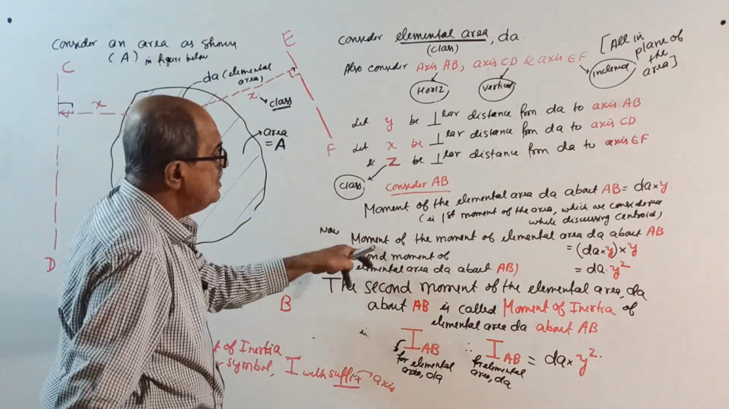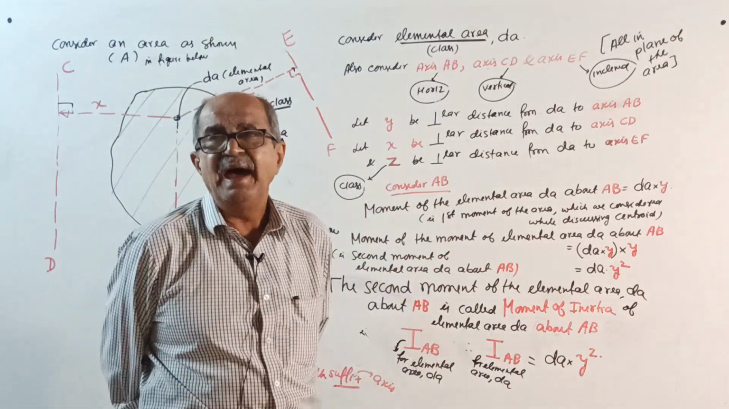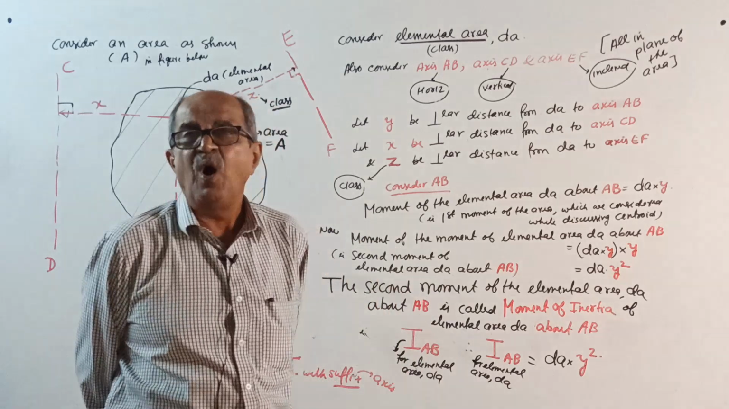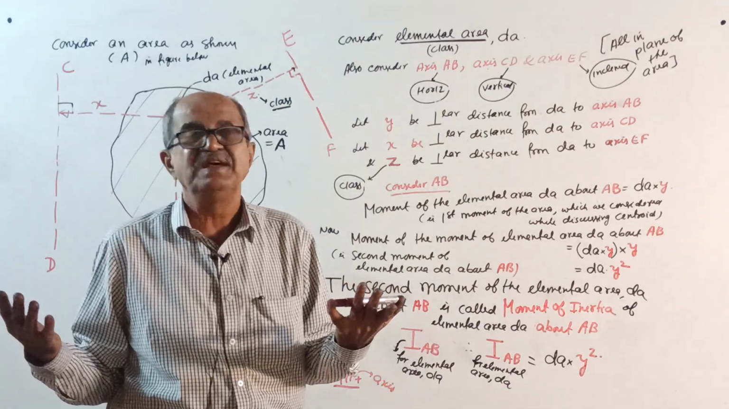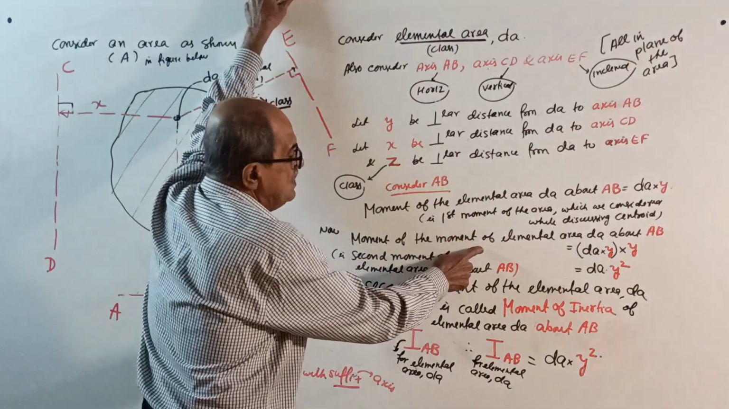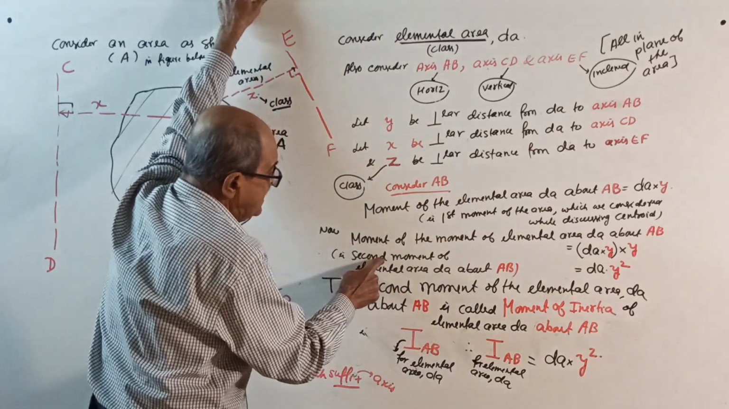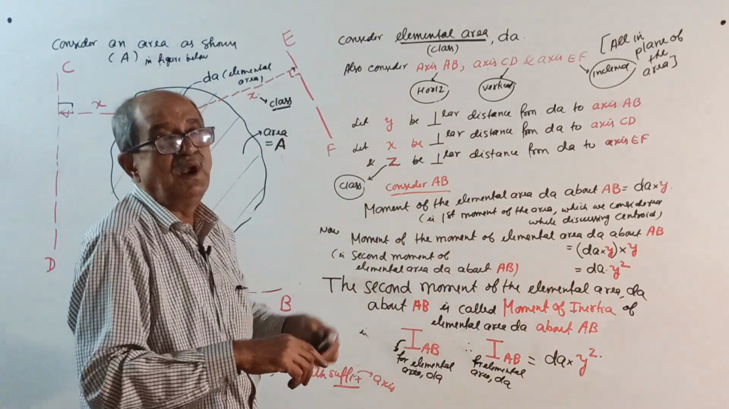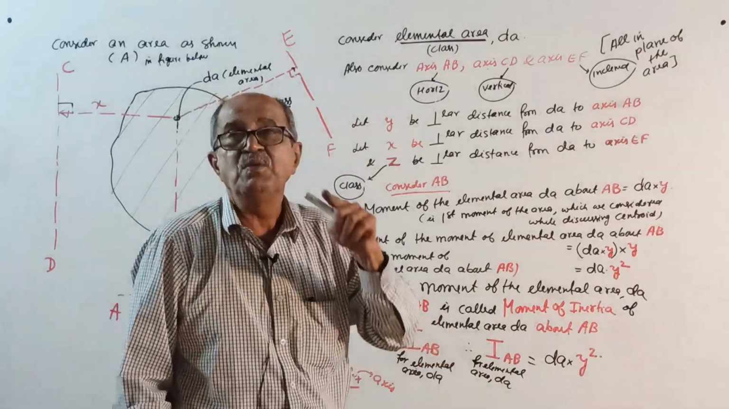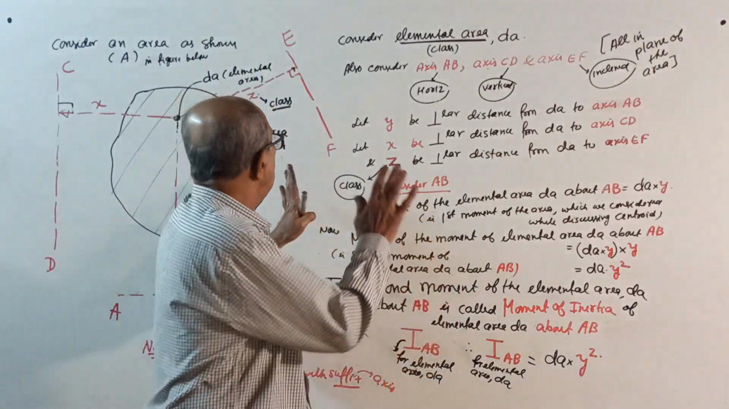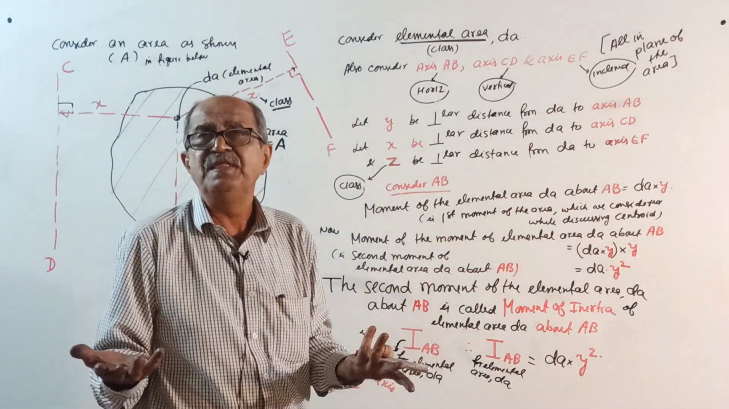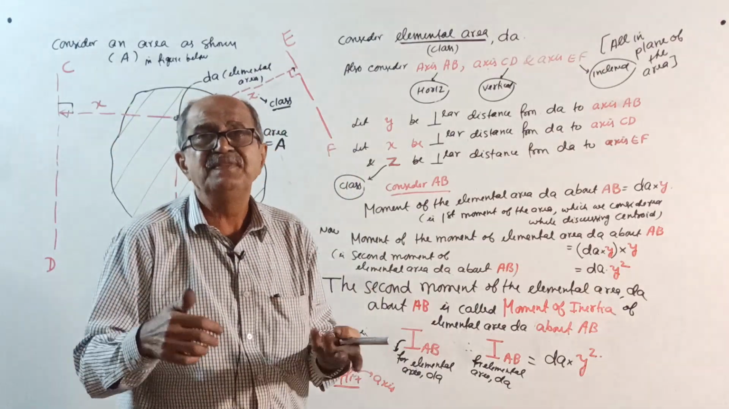Now, moment of the moment. First of all, I am not supporting it. I don't like this word. Moment of moment looks very odd, but what to do? Everybody uses it, so universally people say moment of the moment, meaning the second moment of the elemental area about AB. Once you take moment, once again take moment. Why? The reason is next class. For those who only want to understand and do the problems, this is sufficient. Textbooks will write only this much. They won't explain the feeling of what moment of inertia is.